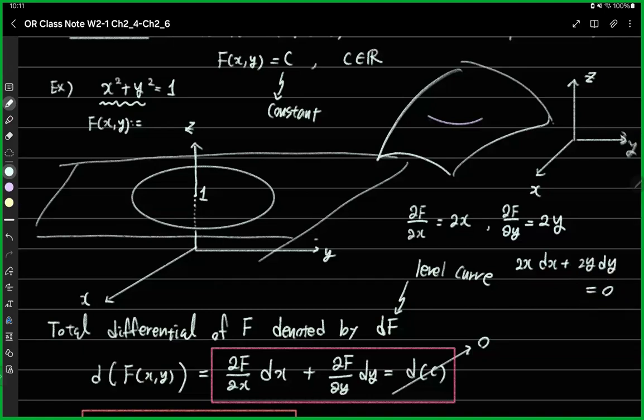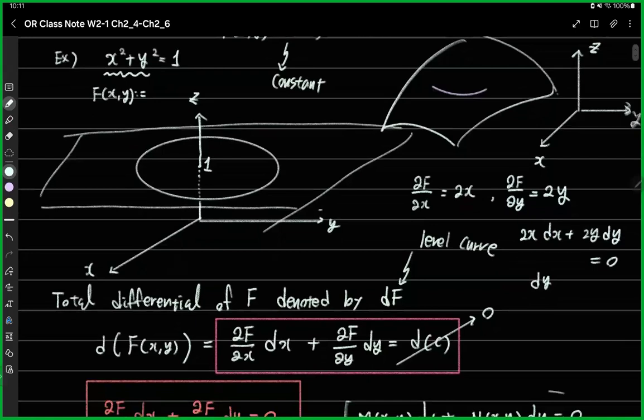Then normally we want to find dy over dx, which is equal to minus x over y. Anyway, that's the total differentiation of f for this example.